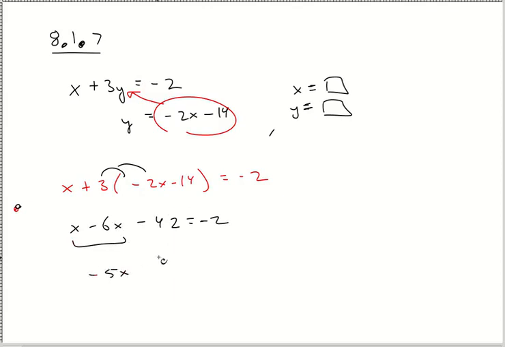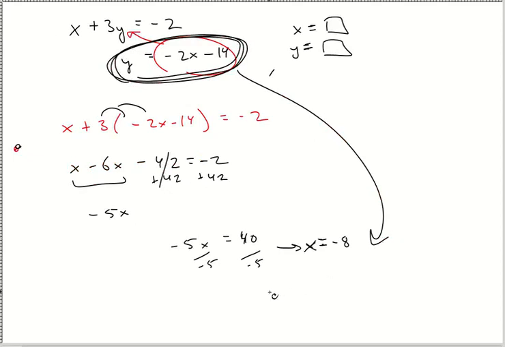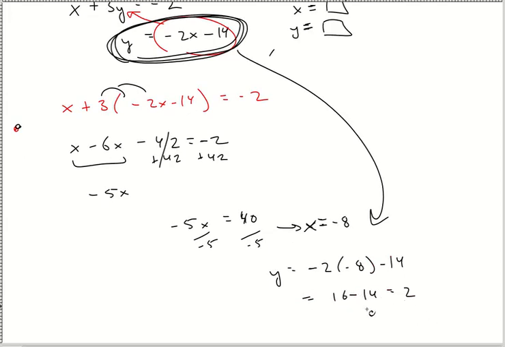I got a negative 5x. I'm going to add the 42 to both sides. So negative 5x is equal to 40. Divide by the negative 5, and we get x is equal to negative 8. Cool. Because of that, I can now take this original y equals formula and solve for y. Negative 2 times the negative 8 minus the 14. Two negatives make a positive 16. Minus the 14 is a 2. So y equals 2. We got our two numbers.